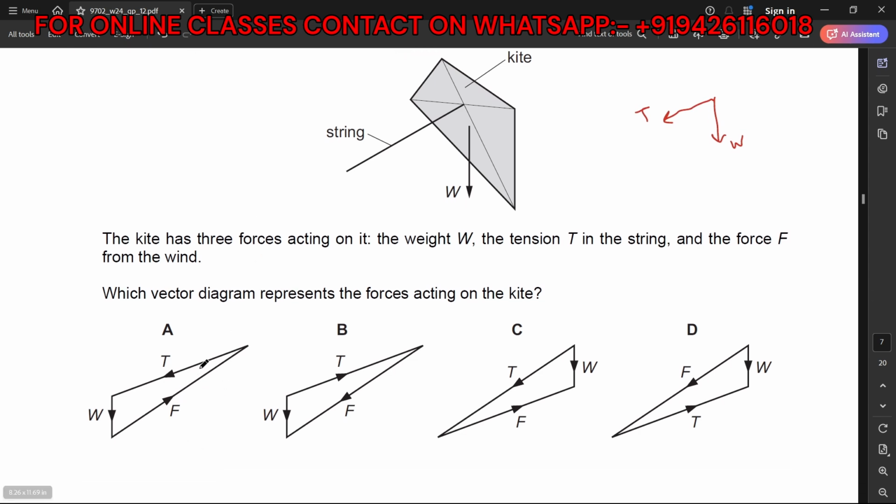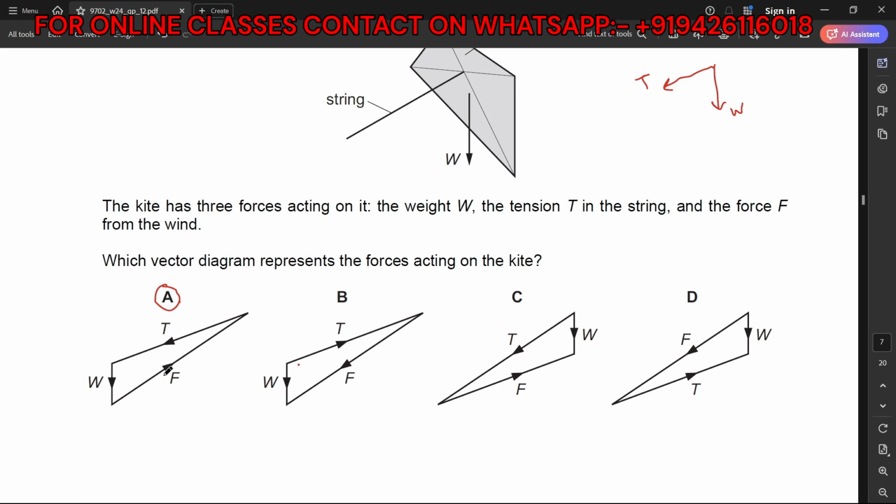So first of all, let's see in which the cycle is completed. In option A, we can see that the whole cycle is completed. In option B, the cycle is not completed over here. In option C, again the cycle is not completed. And in option D, the cycle is not completed. So the only possibility that we are having right now is A, where the weight is acting downwards and the tension is coming over here. So A makes the only sense as compared to other options.